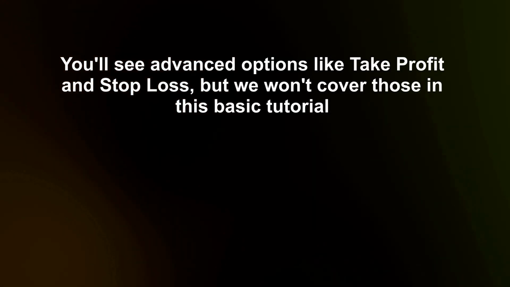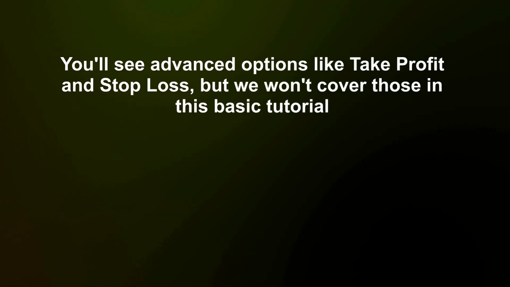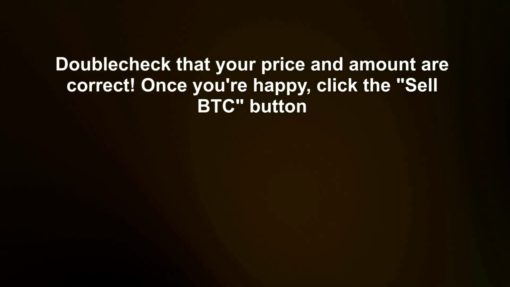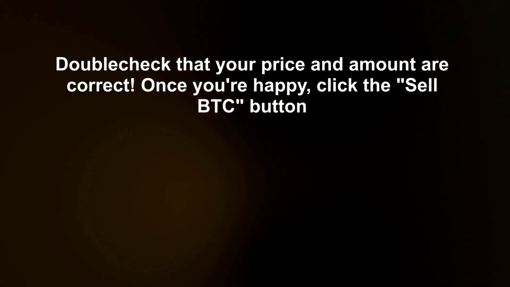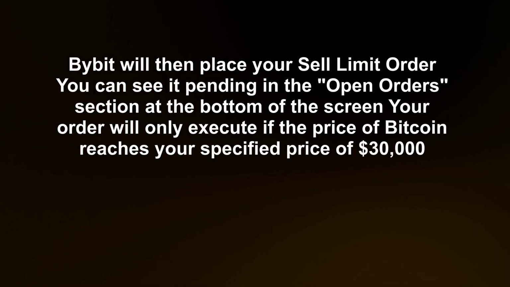You'll see advanced options like take profit and stop loss, but we won't cover those in this basic tutorial. Double check that your price and amount are correct. Once you're happy, click the Sell BTC button. Bybit will then place your sell limit order. You can see it pending in the Open Orders section.